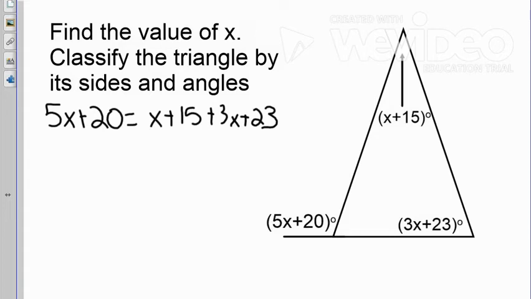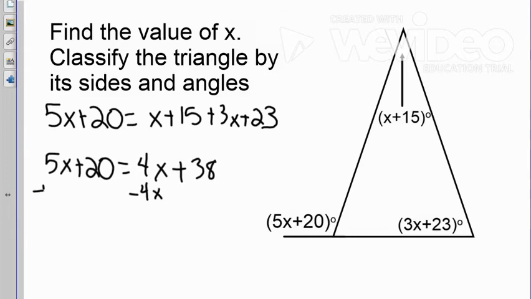So now all we have to do is solve this equation like we have any other one. We've got 5x plus 20 on this side. That's going to stay the same. Let's combine our like terms. So we get 4x plus 38. Okay, so we will subtract 4x from both sides and then subtract 20 from both sides. So we're going to get x is equal to 18.